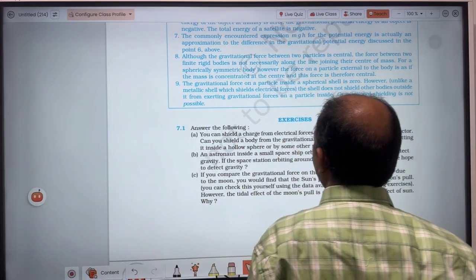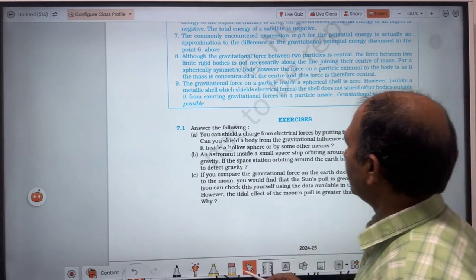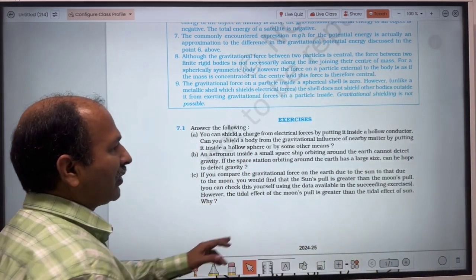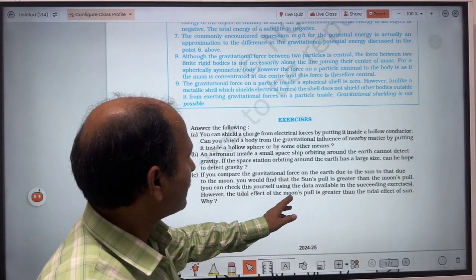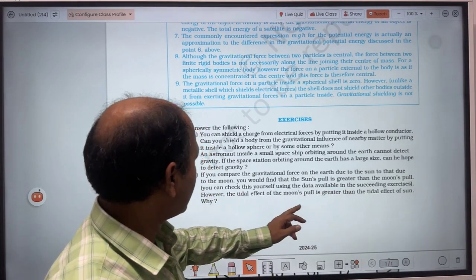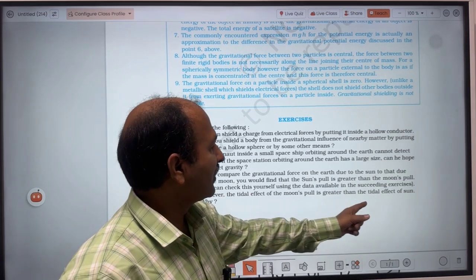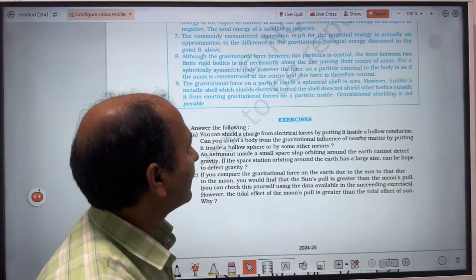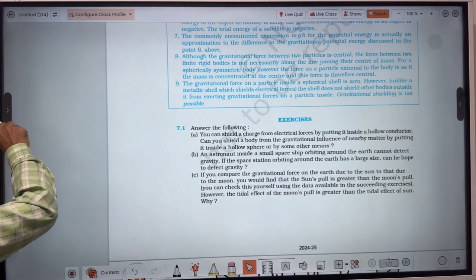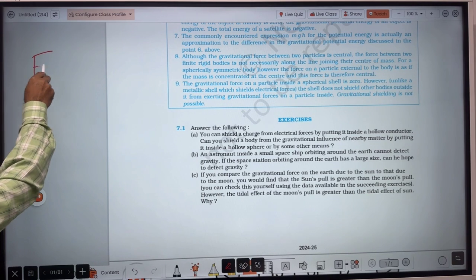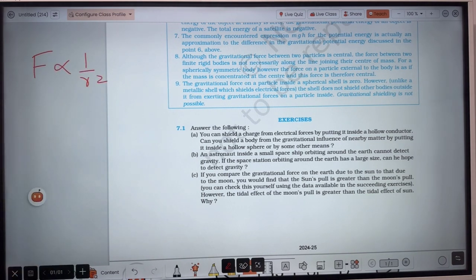Then if you compare the gravitational force on the Earth due to the Sun to that due to the Moon, you would find that Sun's pull is greater than the Moon's pull. You can check this yourself using the data available in the succeeding exercises. However, the tidal effect of the Moon's pull is greater than the tidal effect of the Sun. So, the general formula of gravitational force is F proportional to 1 upon R square.